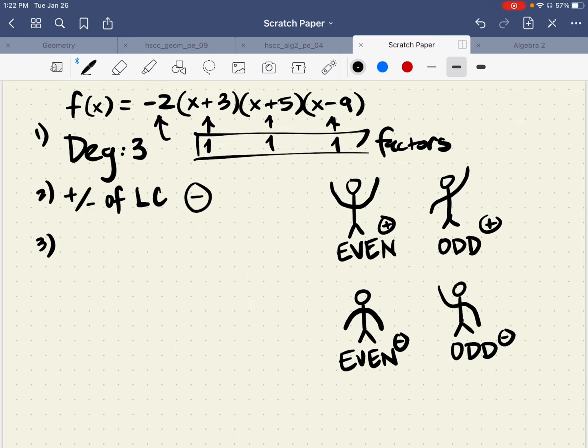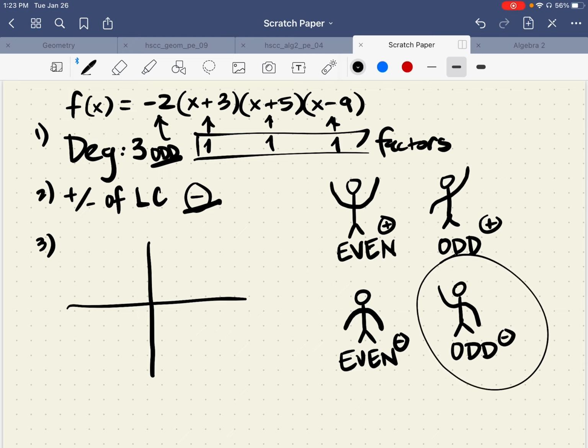So what is my answer for the sketch for the end behavior? Well, I have my x and my y axis. Since it is odd and it is negative, I'm looking for this guy right here. You'll notice that I'm pointing up on the left side and I'm pointing down on the right side. And that's what I'm going to write down as my end behavior. So my end behavior is going to kind of look like this right here.